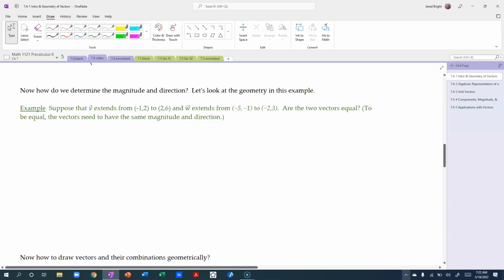All right, so if a vector is given by magnitude and direction, how do we do that? We're going to discover that through this next example. So we have a vector v, it extends from that to that, and so we have initial and terminal points for both v and w. And then our question is, are these things equal?